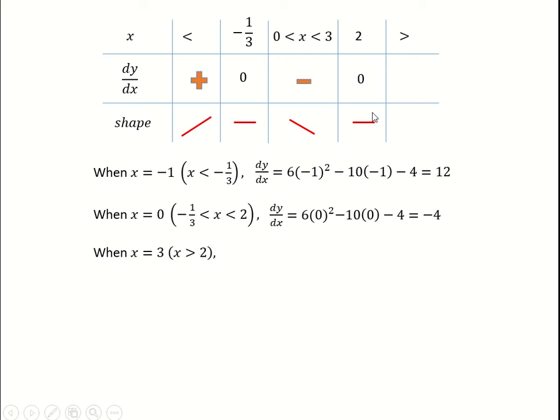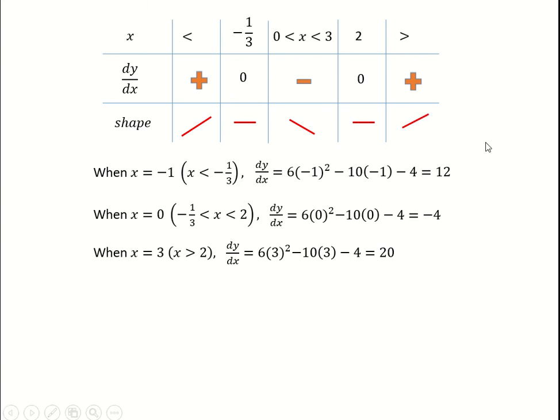So again, we go back to our derivative. We pick a number bigger than 2. 3 is fine, 10 is fine, it depends what you're happy working with, but put it into your derivative. So 6 times 3 squared minus 10 times 3 minus 4 is 20. That is positive, and it goes in our table. It tells us that after 2, the graph is increasing again.